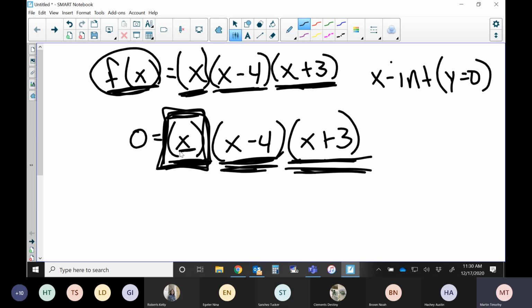What could you put in for x? It's not really a trick question, Austin. I know it is in the beginning, but at the end you kind of go, oh yeah. What would you put in here to make this 0? 0. There you go. So x equals 0 is the first x-intercept. Comma. One more, Austin. What would make this one 0? What would you put in for x that would make it 0? 4. Yep.